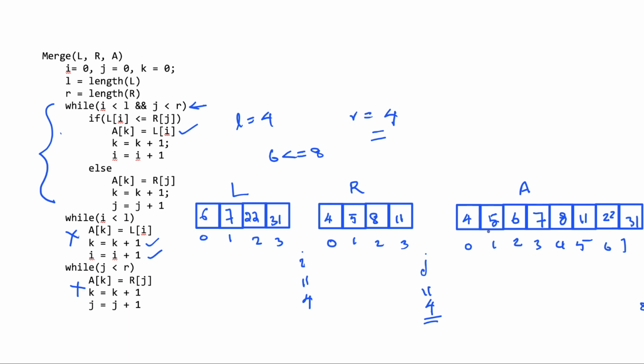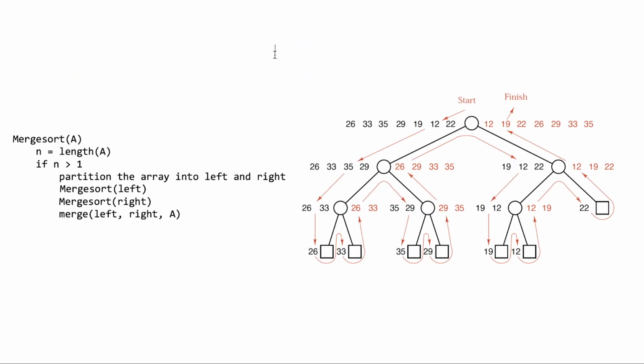So finally, we got a merged array, which is the result of merging the left subarray as well as the right subarray into a final array. These steps will be happening at every merging stage of the algorithm. Now let's look at the merge sort algorithm. So what we will do is, first we will check what is the length of the original array.